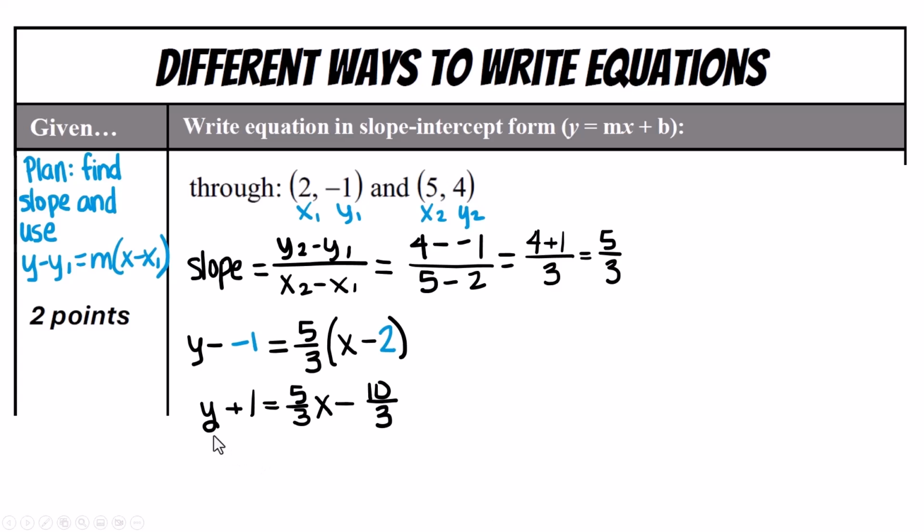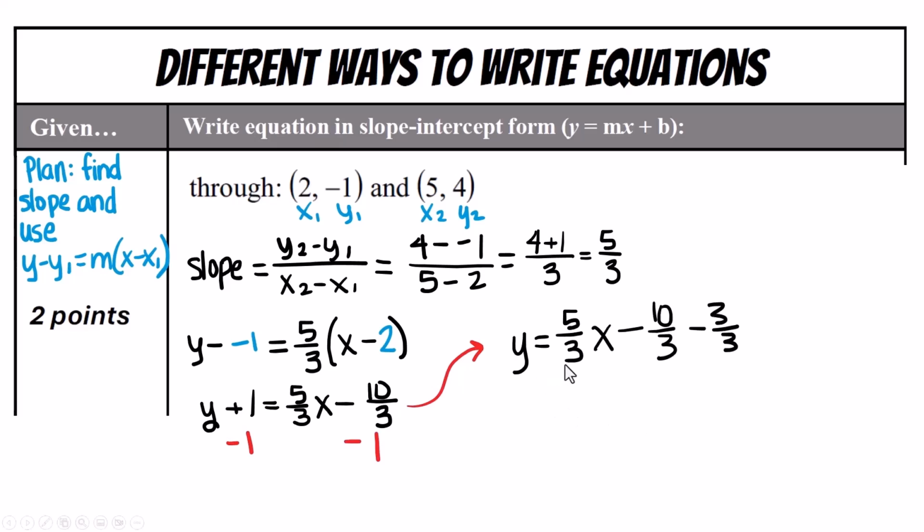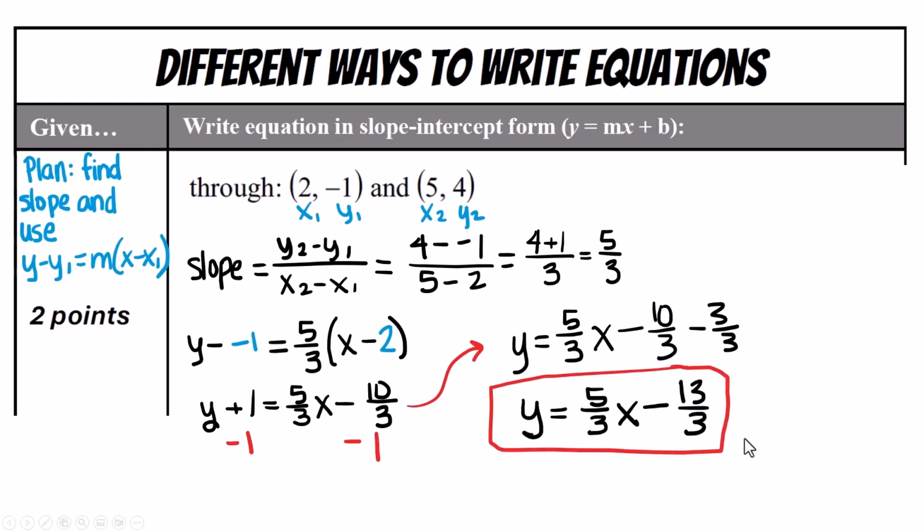And now we're going to subtract 1 from both sides. And what that's going to be is y equals 5/3 x minus 10/3, which was what was already over here. But when you subtract a 1, I'm going to switch it into a common denominator situation. 1 is 3/3. So we end up with 5/3 x minus 13/3.